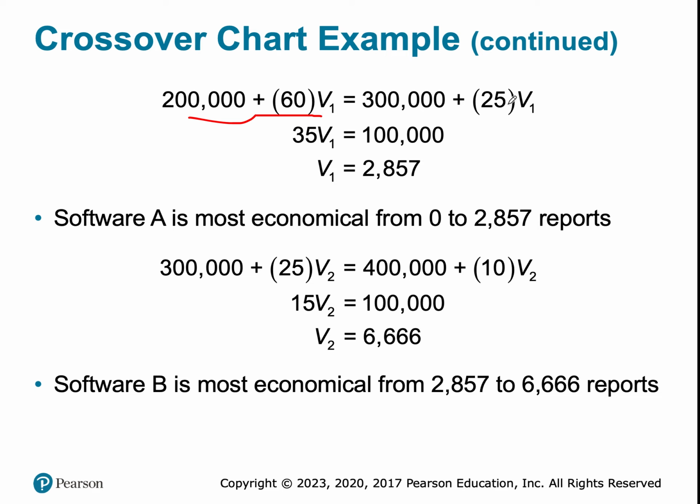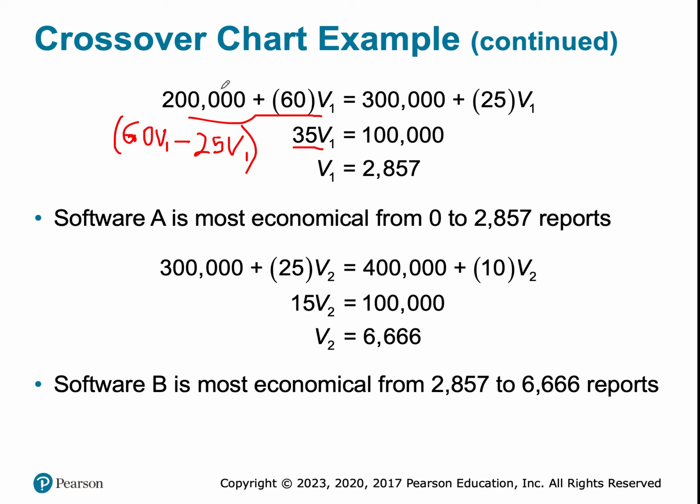So we collect like terms, like we do in normal arithmetic. We bring this 25 V1 to the left. It becomes 60 V1 minus 25 V1. So this will be equal to 35 V1. That's how we got this 35 V1. I put it in a bracket so that you understand how we got this 35 V1.